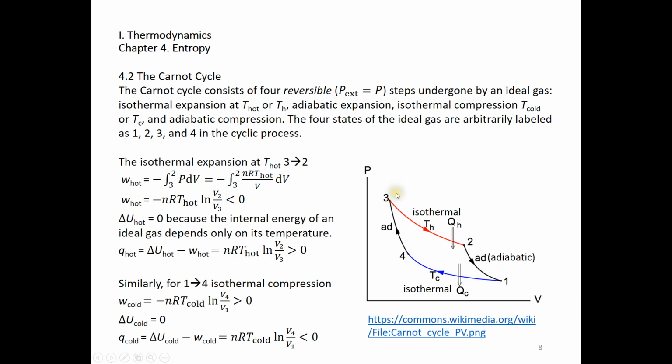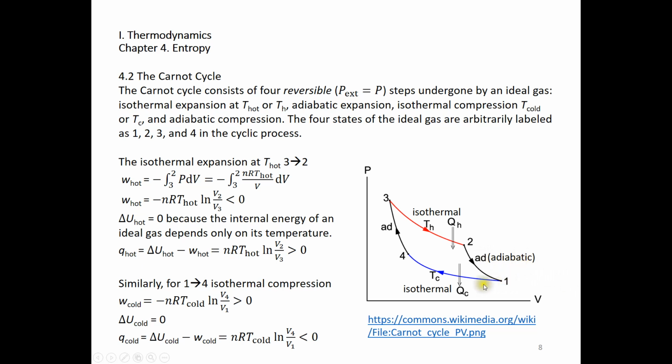So from state 3 to state 2, it's isothermal expansion under a constant temperature condition, and temperature is denoted by TH, T hot. From 2 to 1, it's adiabatic expansion, volume increases. Adiabatic means Q is 0.